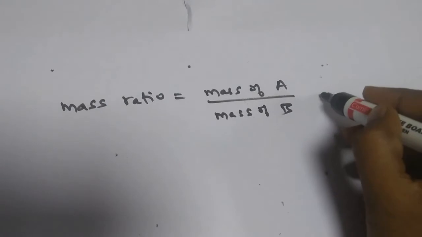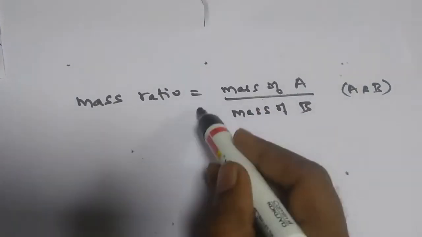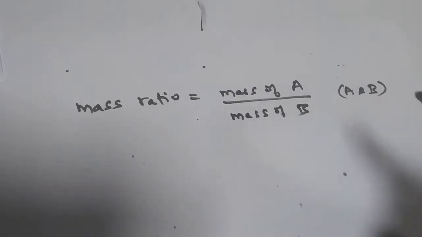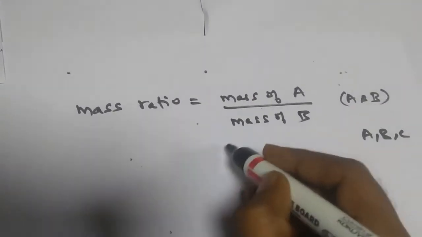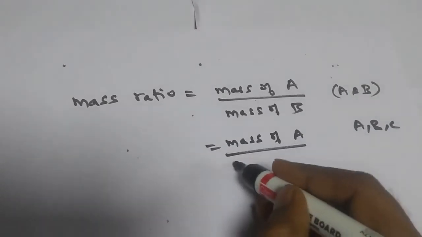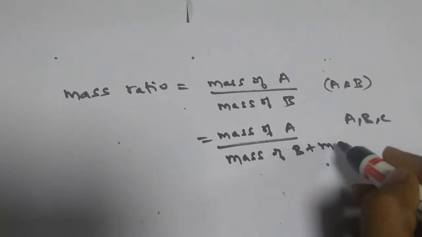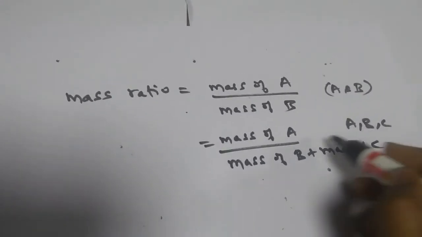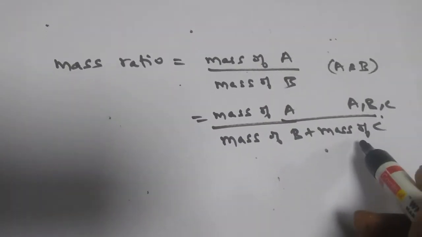This is for a binary system. For a binary system of A and B, mass ratio is mass of A by mass of B. So if it is a ternary system with A, B and C, then mass ratio is equal to mass of A by mass of B plus mass of C. Okay, so that's how mass ratio is defined.